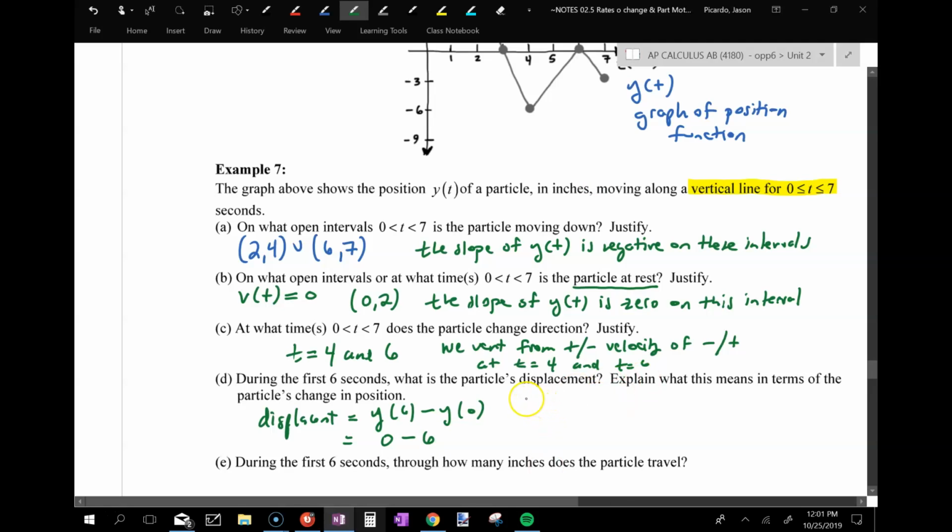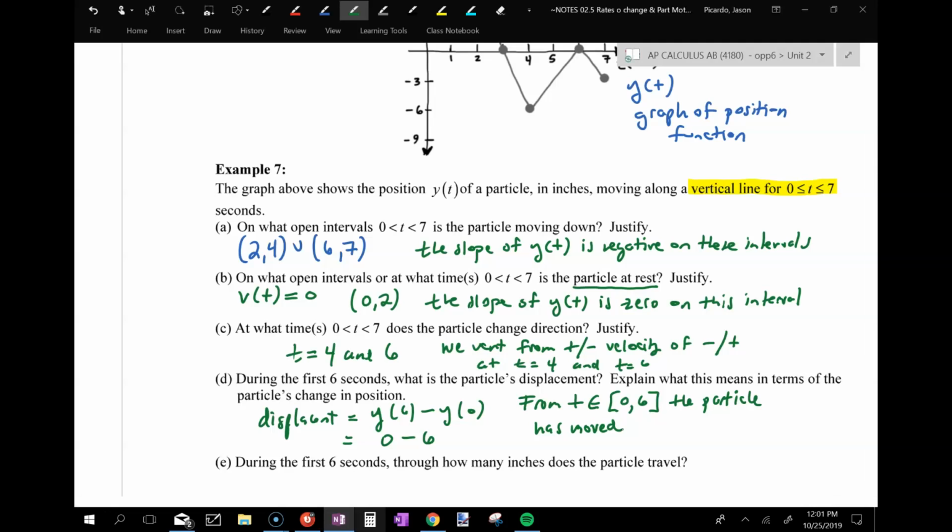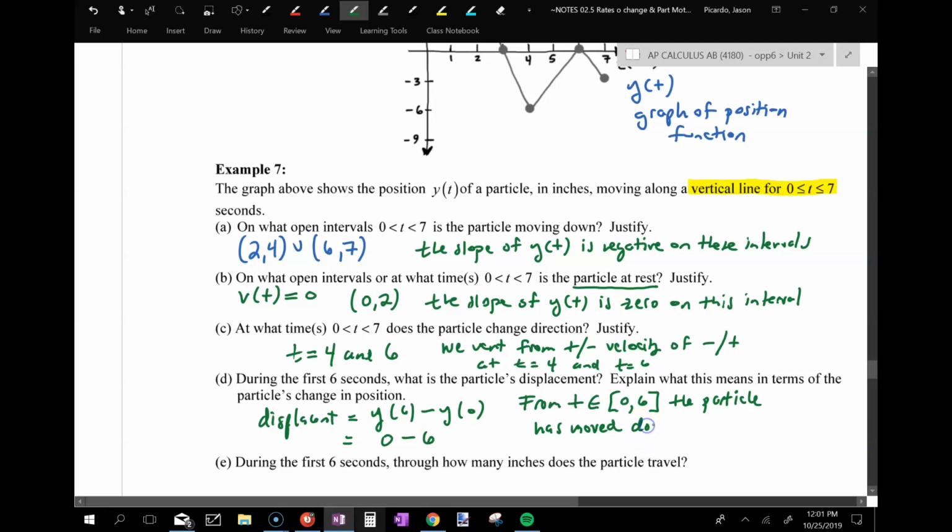So I can say what? From t is an element of 0 to 6, the particle has moved. Don't forget about the example. Has moved what? Displacement's negative 6. Down. Yeah, because we're on a vertical line, right? The particle has moved down 6 units. And actually 6 what? Inches.